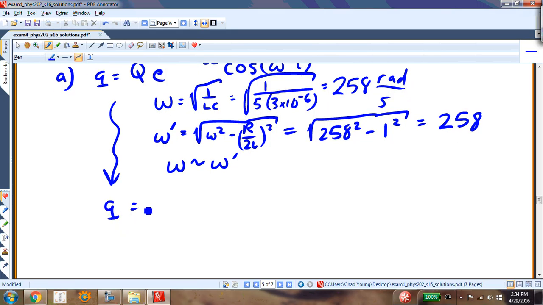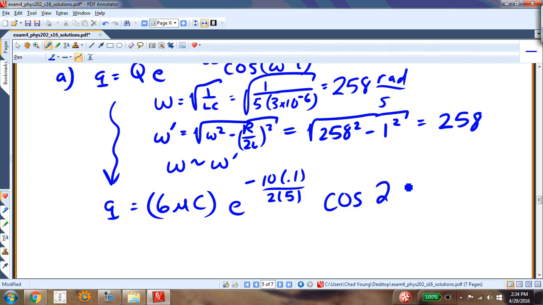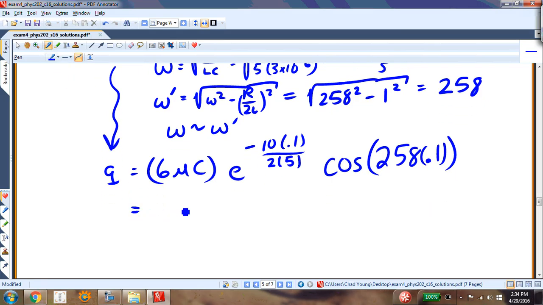Now Q is going to equal 6 microcoulombs. That's the maximum charge on my capacitor, what it has in the very beginning, times e to the minus 10 times 0.1 over 2 times 5, times the cosine of 258 times 0.1. Be very certain that you have your calculator in radian mode on this, and you get 4.3 microcoulombs. Okay, so that's the answer there.